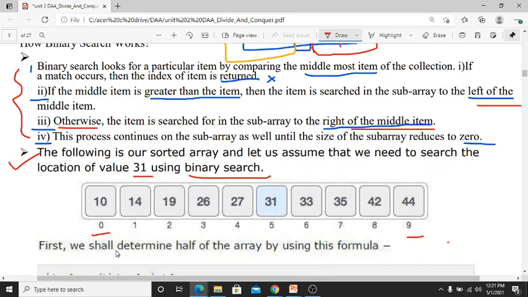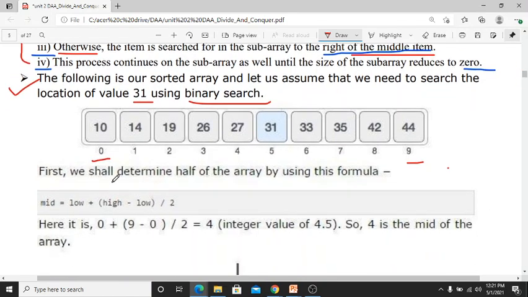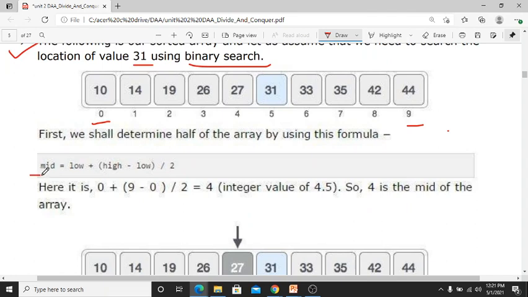First, what we need to do is find the middle element. We will determine half of the array by using a formula, so first we need to divide it into two halves. What is the formula? I want the mid value. Mid is equal to low plus (high minus low) divided by 2.